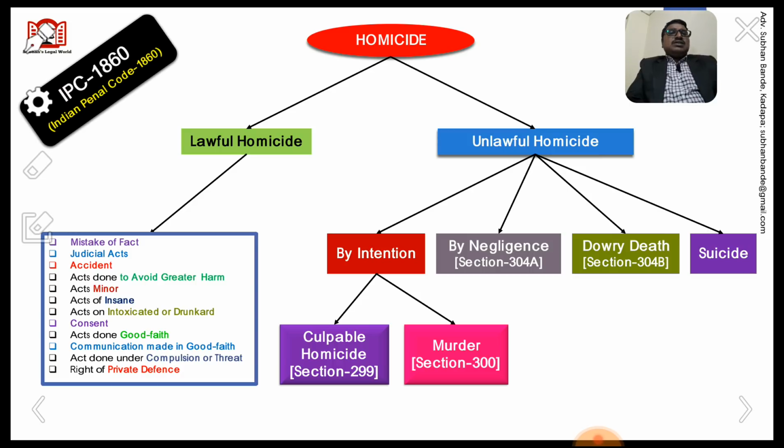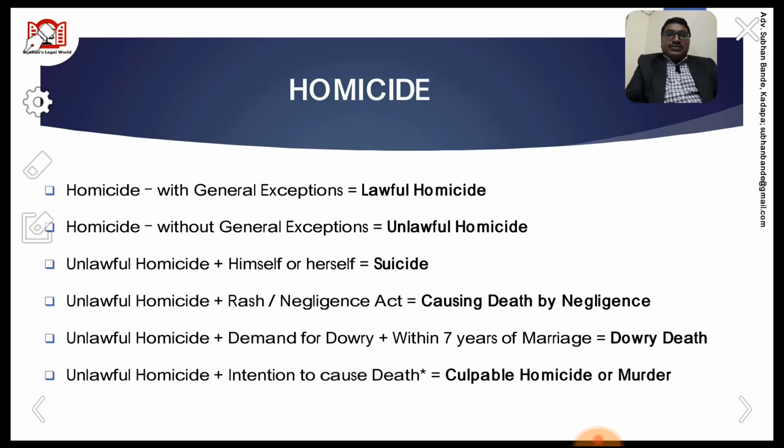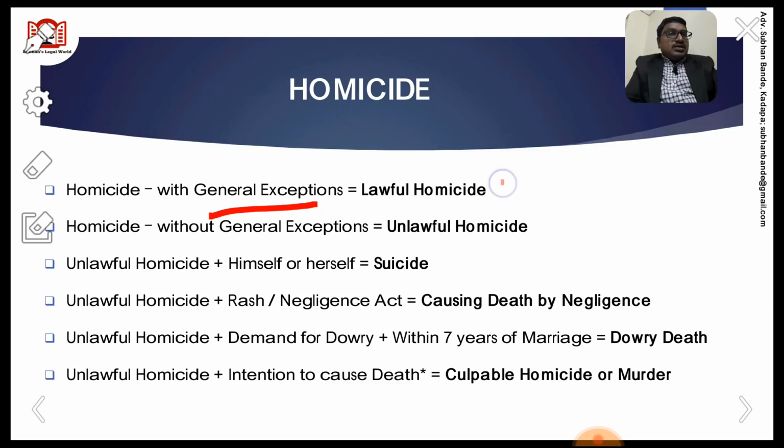I want to summarize this chart into certain equations like this. A homicide with general exceptions is lawful homicide. A homicide without general exceptions specified under IPC from sections 76 to 106 is unlawful homicide. An unlawful homicide of himself or herself is known as suicide. Suicide is a form of unlawful homicide.